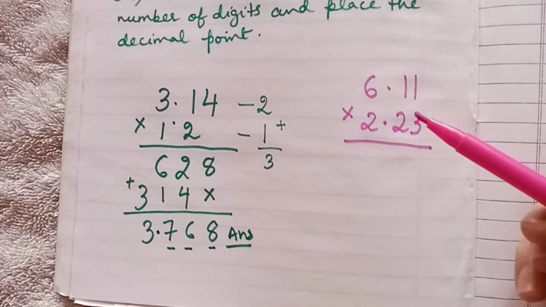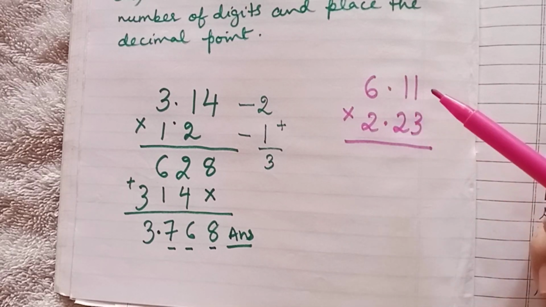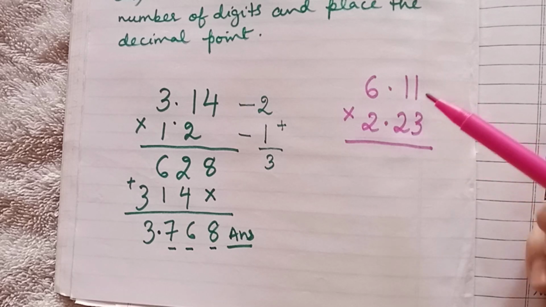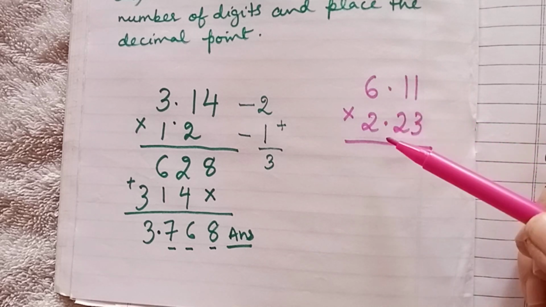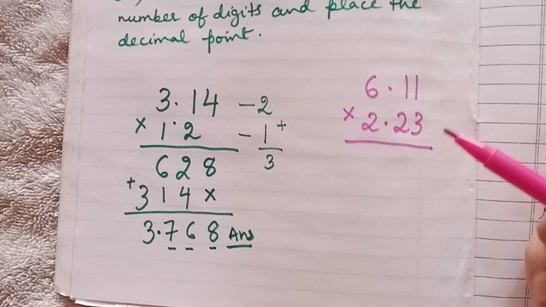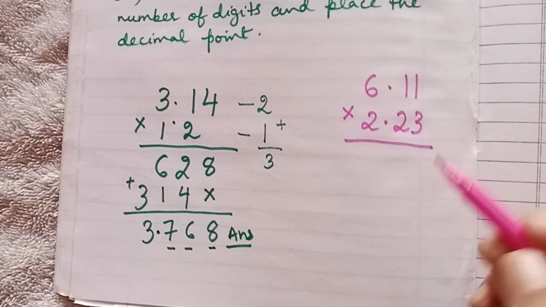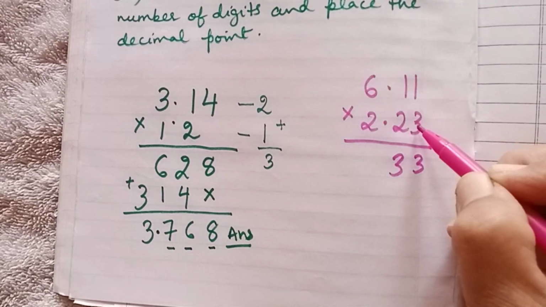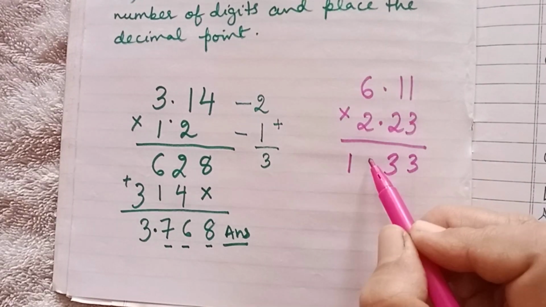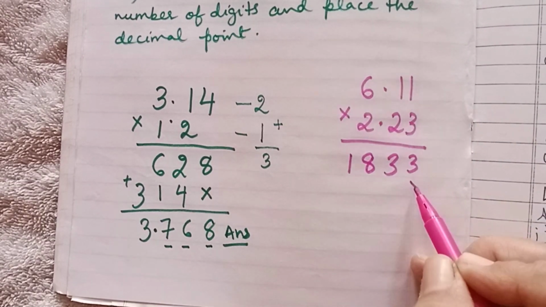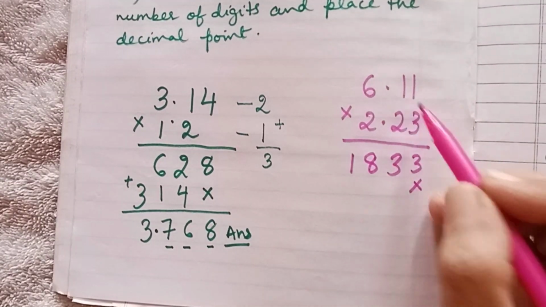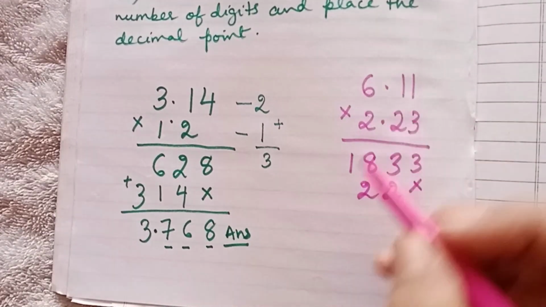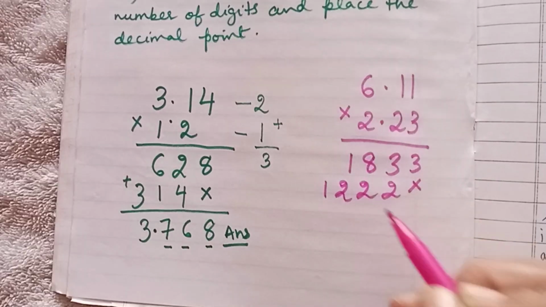So let us take one more example, 6.11 into 2.23. First we will ignore these decimal points and do normal multiplication. So 3 into 1 is 3. Here 3 into 1 is 3 and 3 into 6 is 18. Now we'll place a cross here. 2 into 1 is 2, 2 into 1 is 2 and 2 into 6 is 12.